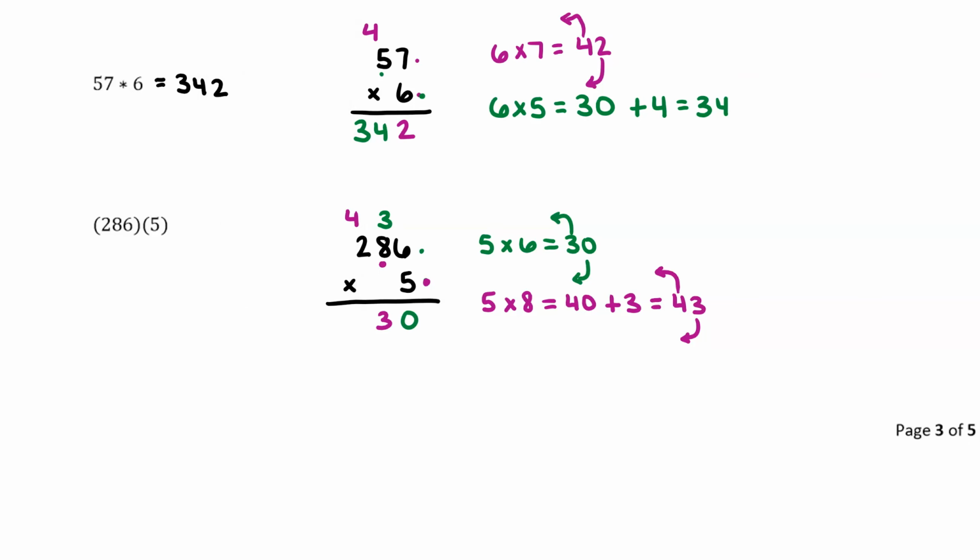So let's do one more multiplication. 5 times 2 makes 10, and then I have to add the 4 to make 14. Since there's no more digits to do multiplying, I just write 14 right out front. And so what that means is 286 times 5 makes 1,430.